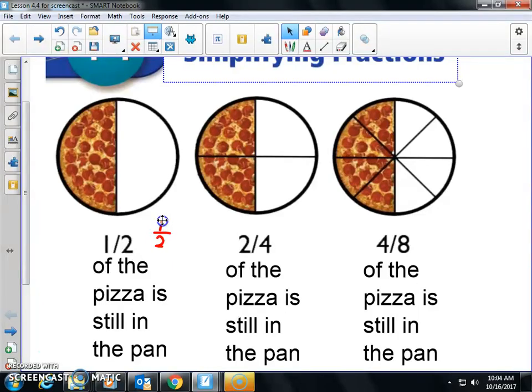But in the second picture it says 2/4. Well, most of you know 2/4 represents the same as a half. 2/4 just means 2 out of 4 equal pieces or slices are in the pan. And if you look at the picture, it represents the exact same piece. And if you take that a step further, you could think 4/8 of the pizza is still in the pan. 4 out of 8 is the same as a half. And in the three pictures, it represents the exact same thing.